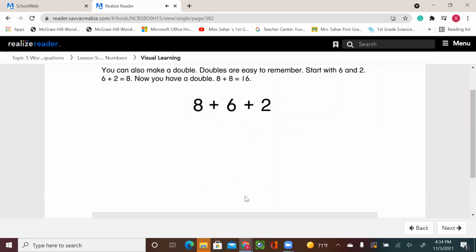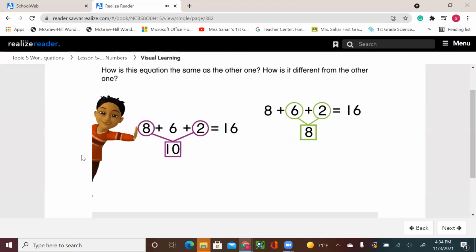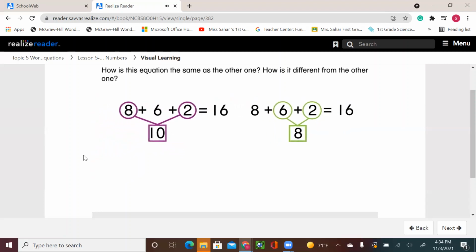You can also make a double. Doubles are easy to remember. Start with 6 and 2. 6 plus 2 is equal to 8. Now you have a double. 8 plus 8 is equal to 16. How is this equation the same as the other one? How is it different from the other one? The numbers are the same, but they are added in a different order. The sum is the same.